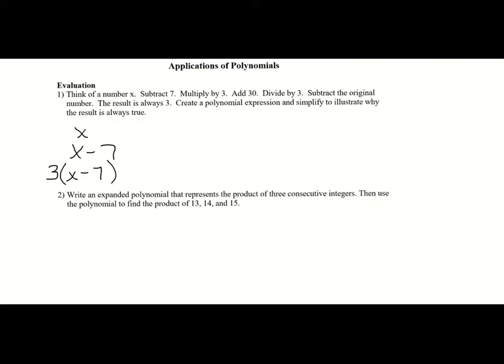Which I can simplify a little bit by using the distributive property. That's going to give me 3x minus 21, because 3 times 7 is 21. So now with this expression, I need to add 30. I can again combine like terms and simplify. So now we have 3x, and then negative 21 plus positive 30 gives me plus 9.